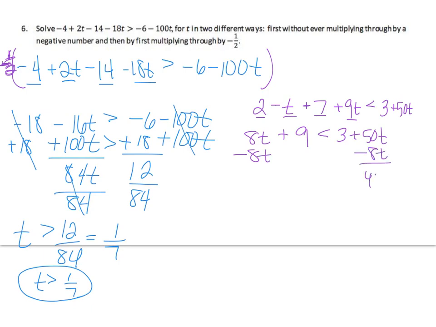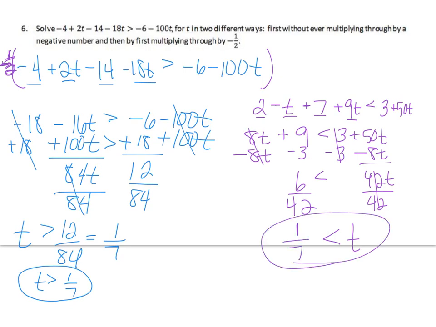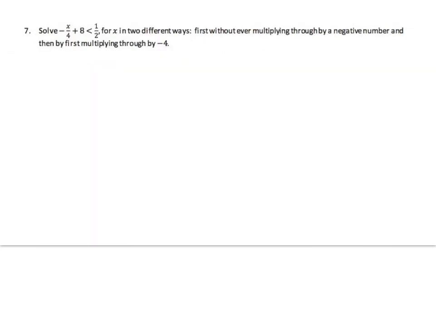I'm going to subtract this way, and I've got 42t. 6. So divide by 42. Divide by 42. T. Pac-Man's eating the t. 6 over 42, which is the same as 1 over 7. I got the same answer as long as I flipped my inequality. Solve this in two different ways. First, without ever multiplying through by a negative number, and then by multiplying through with negative 4.